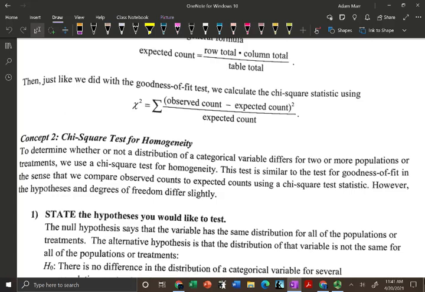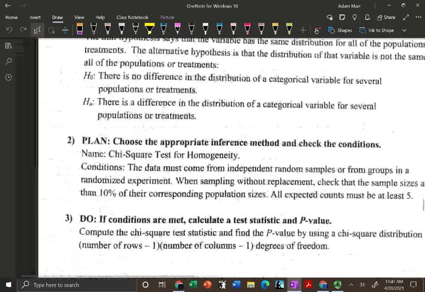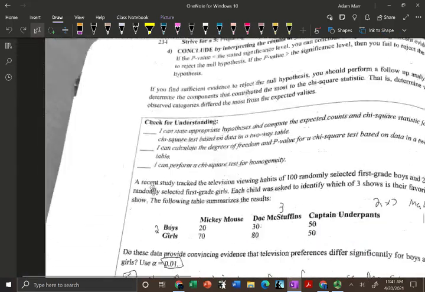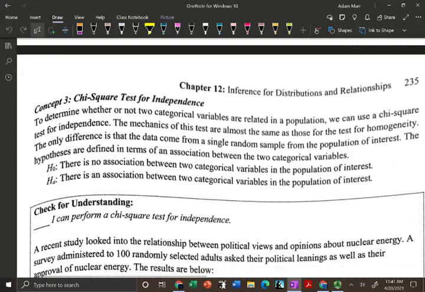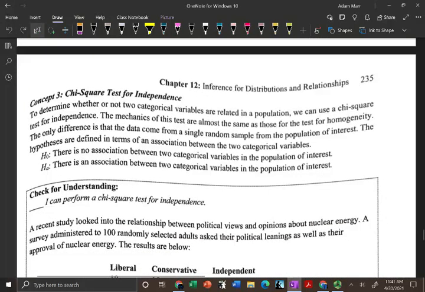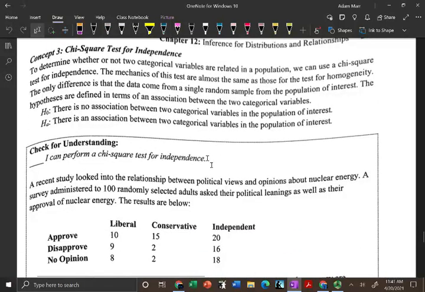For independence, it's only one. So going down just to compare that. For independence, this is to determine whether or not two categorical variables are related in a population. We use a chi-square test for independence. In this case, we're only going to have one sample or one group. This particular example has a survey administered to 100 randomly selected adults. So that's the biggest difference.